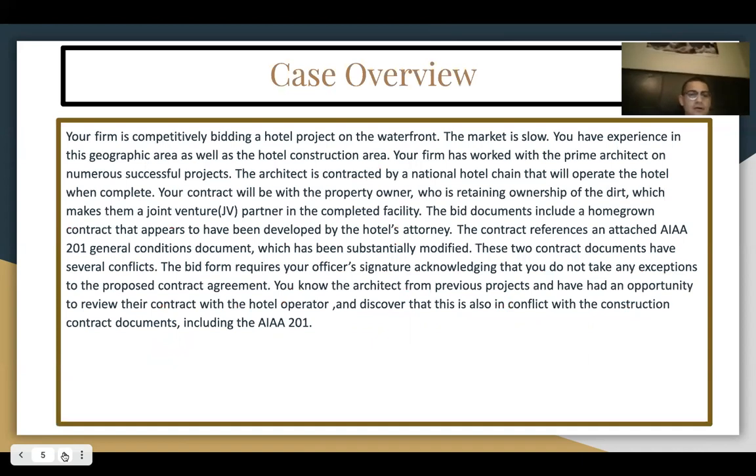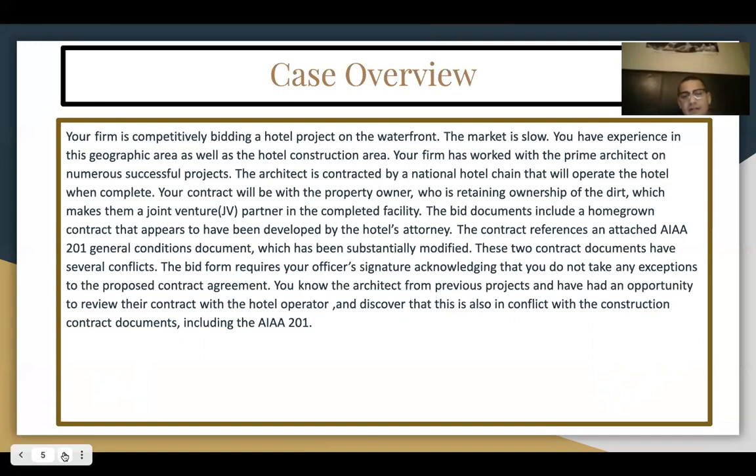Next slide. Also, for the case overview, your firm is competitively bidding a hotel project on the waterfront. The market is slow. You have experience in this geographic area as well as the hotel construction area. Your firm has worked with the prime architect on numerous successful projects. The architect is contracted by a national hotel chain that will operate the hotel when complete. Your contract will be with the property owner who is retaining ownership of the dirt, which makes them joint venture, JV partner, and completed facility.